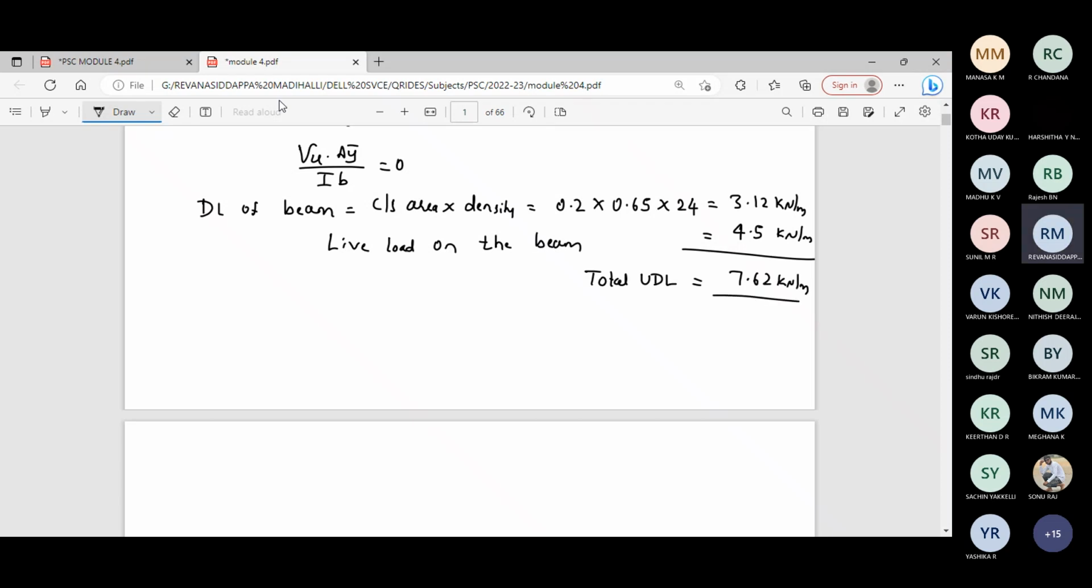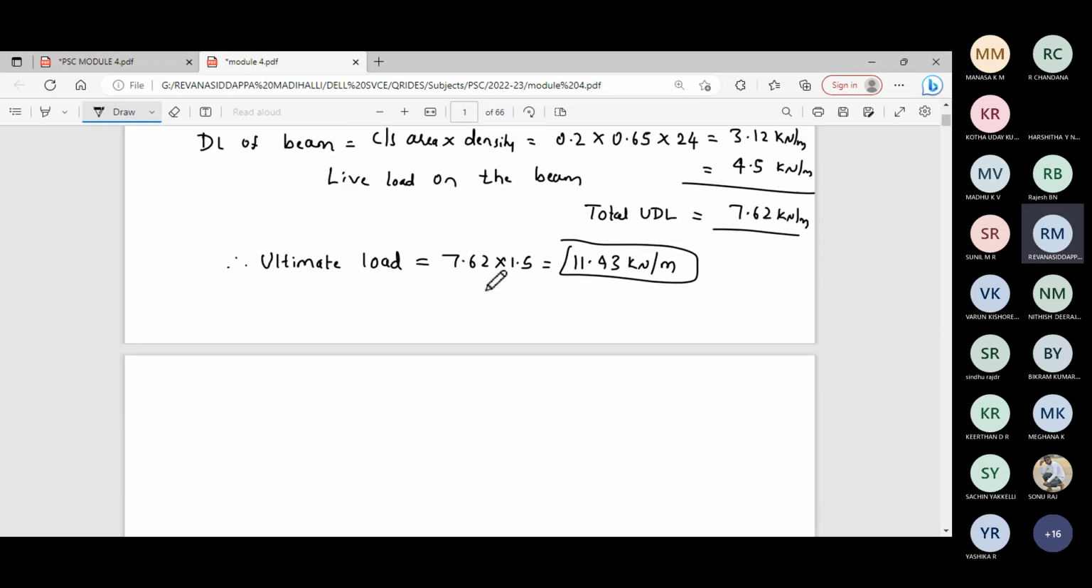7.62 kilonewton per meter. So now total UDL is known. You can calculate the ultimate load now. Therefore, ultimate load or factored load is equal to 7.62 into factor of safety of 1.5. How much will you get? You'll get 11.43 kilonewton per meter. If you are getting any different answer, let me know, we'll correct it.